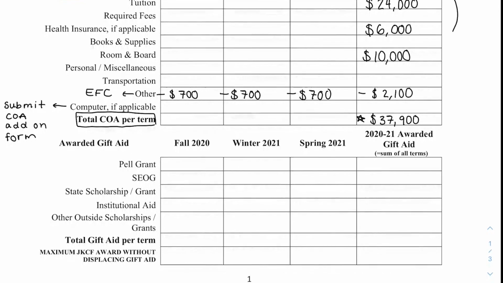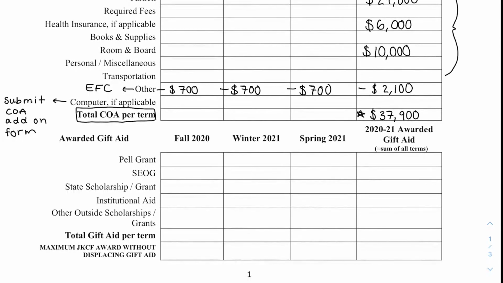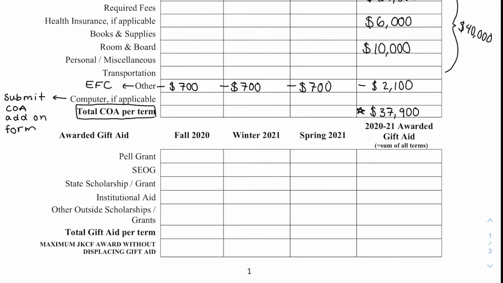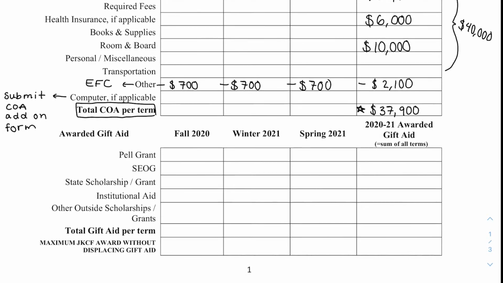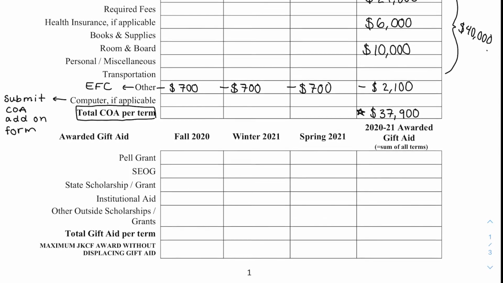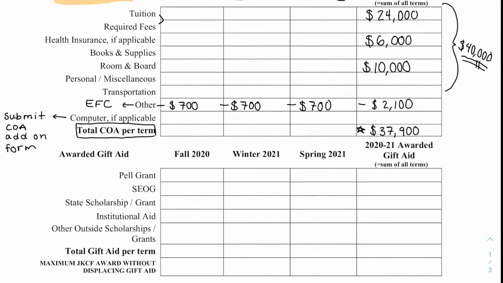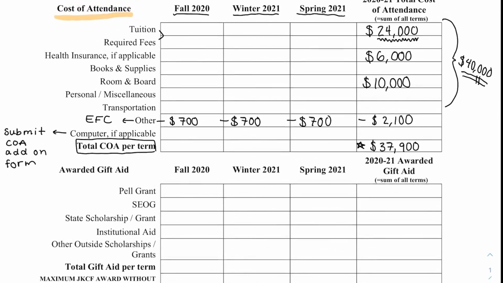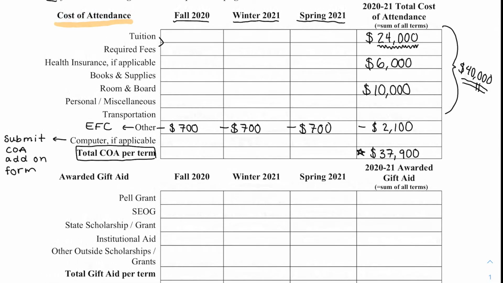And so if you're following along with the worksheet, I just made up a cost of attendance breakdown, and I'm just going to fill that in. But if you're following along with your own, just make sure you write in the correct numbers and make sure that they add up. So in this case, we're going to put tuition and required fees together, and the total cost of attendance for tuition and required fees is $24,000. And then I'm going to bunch together health insurance, books and supplies, and that's going to be $6,000. And then room and board, personal miscellaneous, and transportation is going to be $10,000.